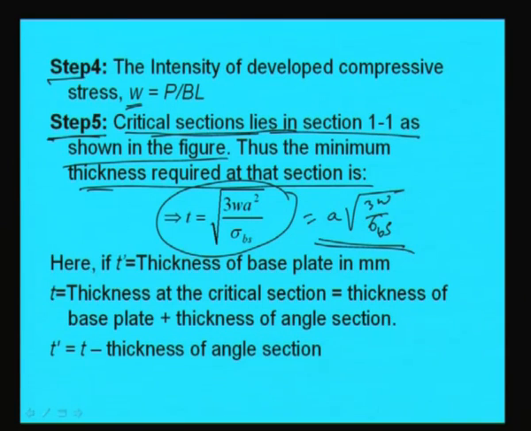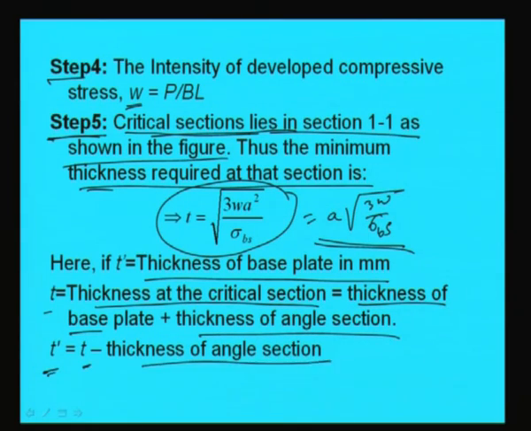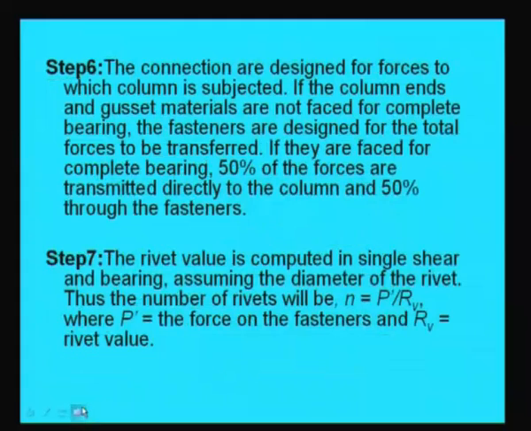Here, if t dash is the thickness of the base plate and t is the thickness at the critical section, t will become thickness of base plate plus thickness of angle section. So, t dash will become t minus thickness of angle section. We can find out the value of t, and we know the thickness of the angle section, then we can find out t dash, the thickness of the base plate in millimeter. So, we can find out the base plate details, that means dimensions L, B and t dash.